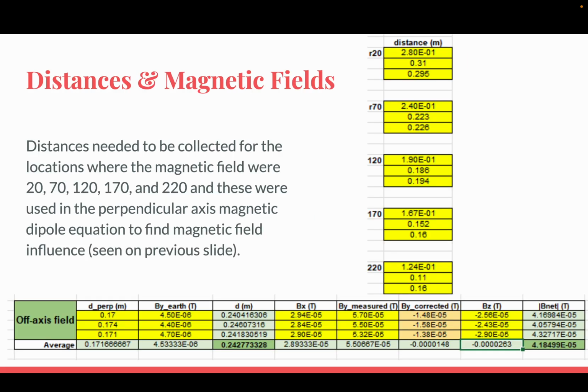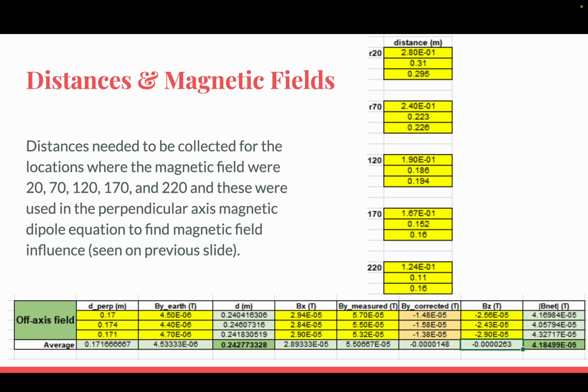Distances and magnetic fields. Distances need to be collected for the locations where the magnetic field was 270, 120, 170, and 220 microteslas, which is the unit for magnetism that we'll be using. And these were used in the perpendicular axis magnetic dipole equation to find the magnetic field influence seen on the previous slide. So here's the data we collected.